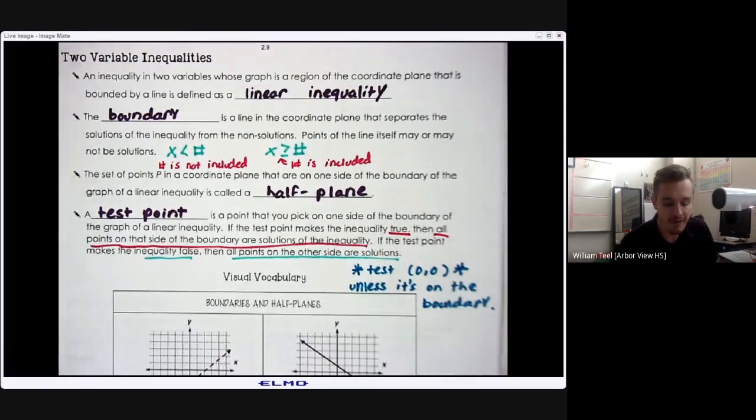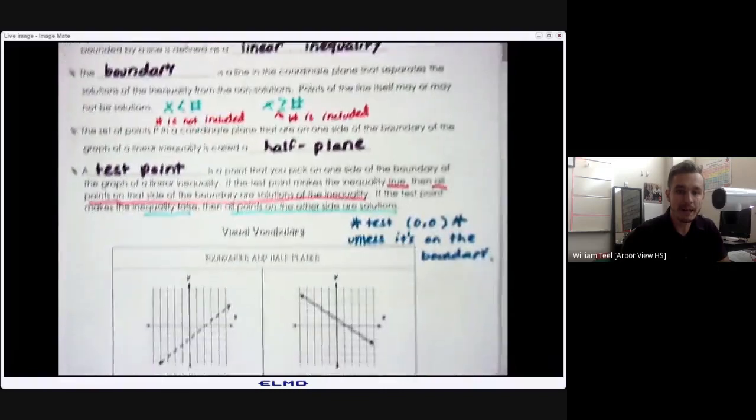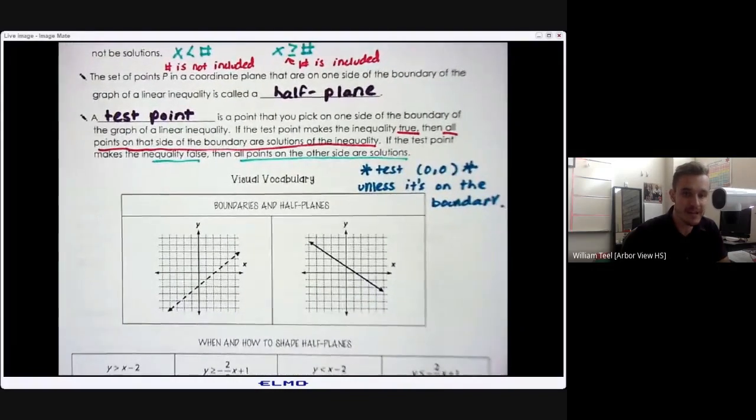If it is on the boundary line, then you're just going to have to find another point that is a very easy point to plug in to your inequality to see if it's true. So let's go ahead and take a look at a couple of visual representations of our vocabulary.